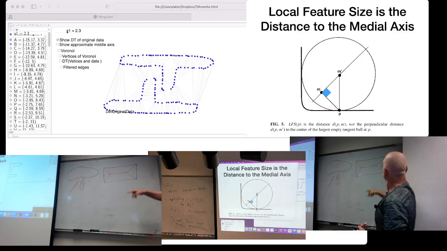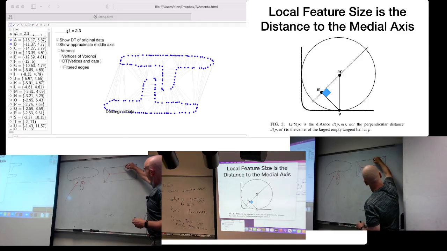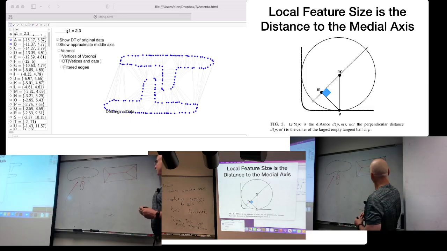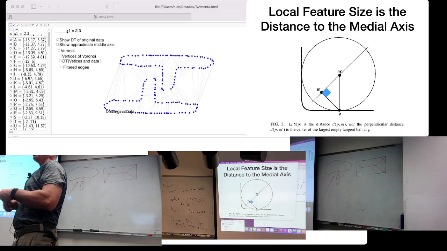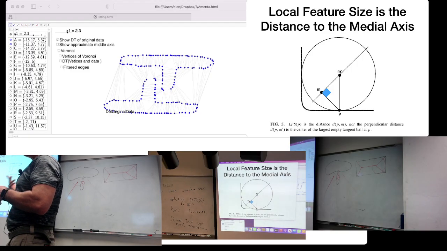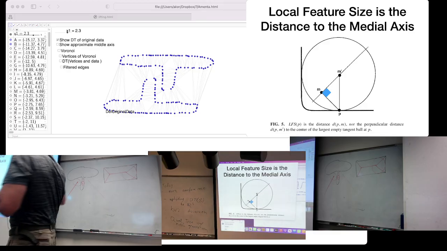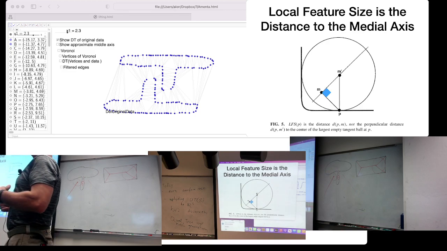This point will be, I'm not very good with drawing spheres, but it will be something like this. That will be the medial axis. Very, very popular as a way to analyze shapes. And now it's very useful if I have a lot of shapes.